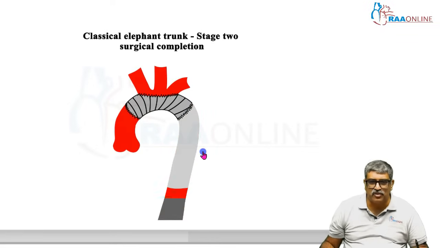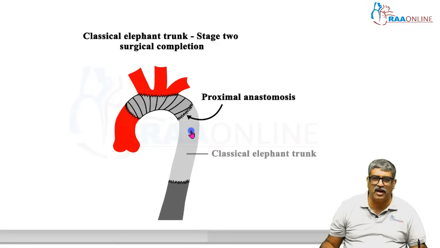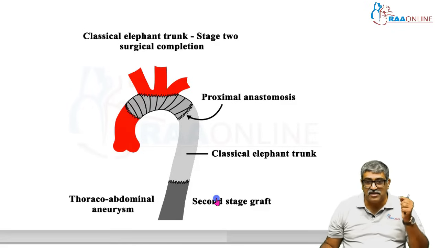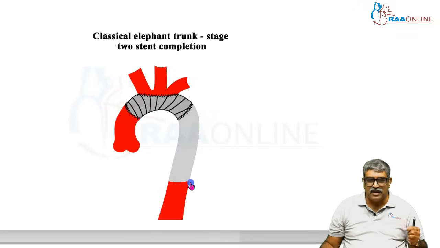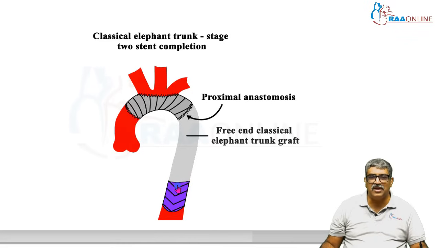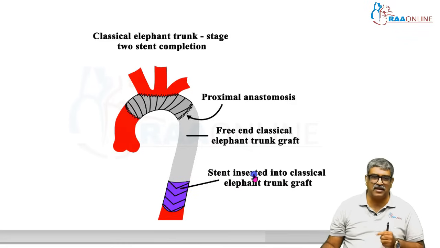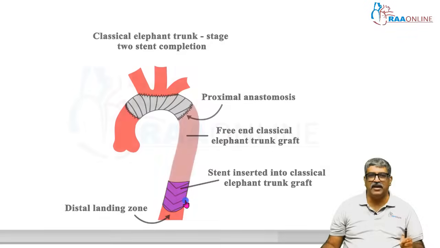Now coming to stage 2 of the elephant trunk, you do a surgical completion at the distal part. That is stage 2, and you do a proximal anastomosis, and the classical elephant trunk stent remains in place. Stage 2 is completed with the surgical graft at the distal end. Another important thing is in stage 2, you can do a stent completion. Instead of surgery, you can do a stent completion at the distal part, and this is called the free end classical elephant trunk surgery. There is a stent inserted in the distal part, and this is the distal landing zone.